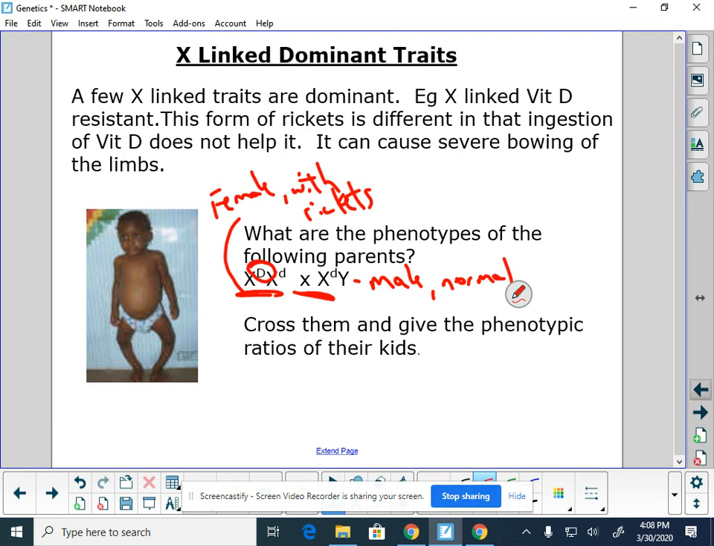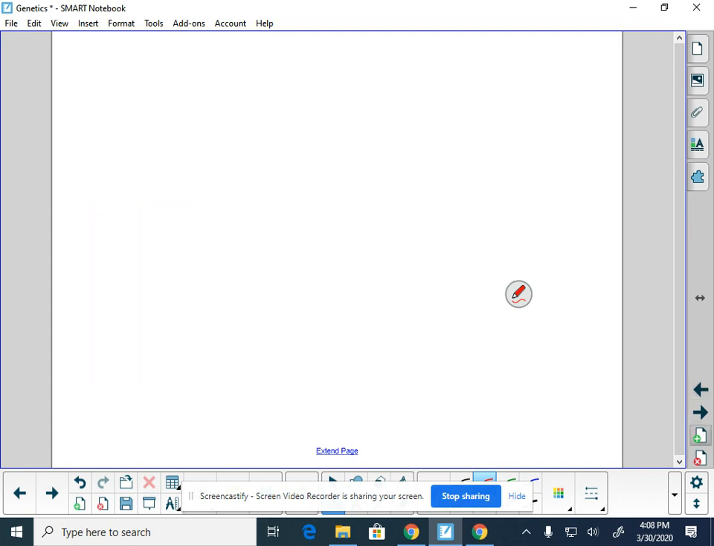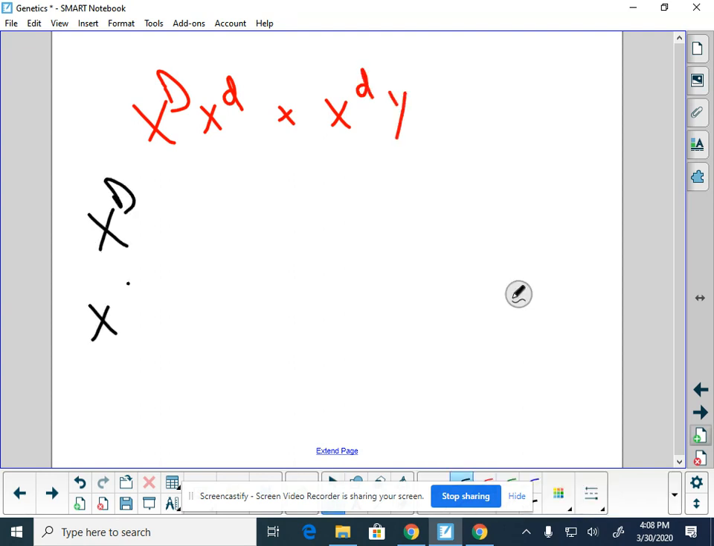Okay, let's cross these two. So we have an X big D, X little d, crossed with X little d, Y. Make our Punnett square.